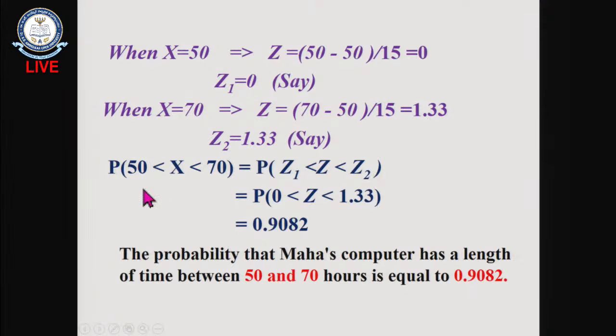Therefore, the probability of 50 less than x less than 70 is equal to the probability of Z1 less than Z less than Z2. Z1 is 0, so Z lies between 0 and 1.33. From the table, which I already showed, the value is 0.9082. That should be converted into the probability of Z less than Z2 minus Z less than Z1. If it is Z1 less than Z less than Z2, we are supposed to convert it into Z less than Z1 and Z less than Z2.